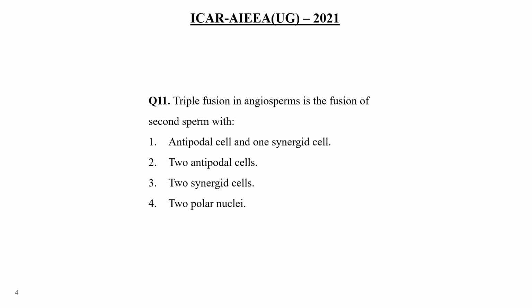Now question number 11. Triple fusion in angiosperm is the fusion of second sperm with antipodal cell and one synergid cell, two antipodal cells, two synergid cells, or two polar nuclei. One male gamete fuses with the egg cell. They want to know about the other sperm, the other male gamete. So you just take 10 seconds. After that, we will discuss the correct answer.